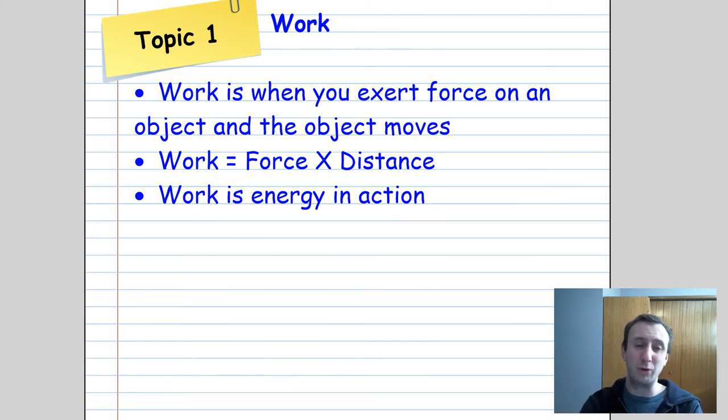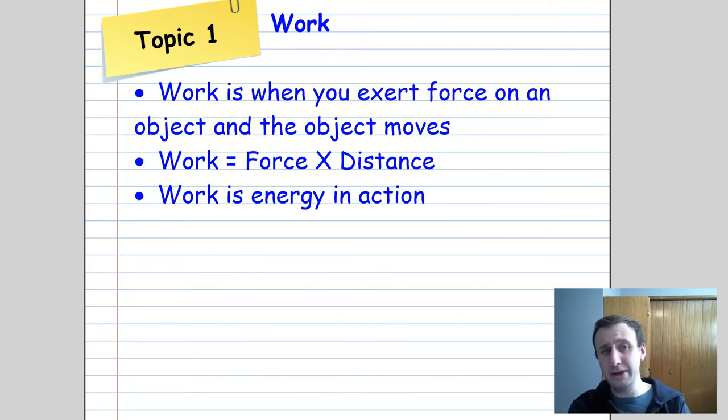Well, what is work? Work is when you exert a force on an object and the object moves. So whenever you exert a force and the object moves some kind of distance, then work was done. In all reality, it's a little bit more complicated than that, but that's the definition we're going with in grade 8. And we're going to refine this again in grade 10 when you're in Science 10.